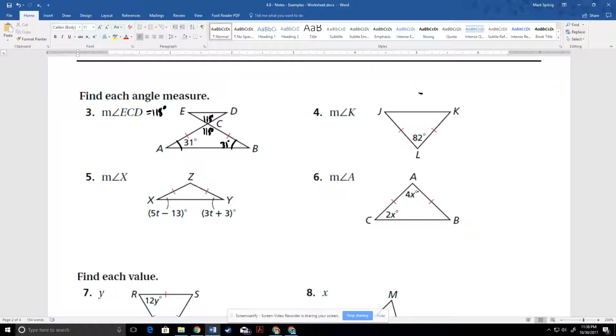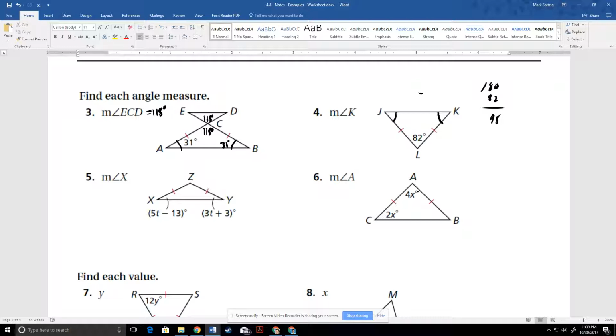Angle K, we're sort of doing it the same way here. We recognize, hey, look, it's an isosceles triangle, so these angles are congruent. Our vertex angle would be this angle L. Our base angles would be J and K. They're congruent. So in this case, I'm basically doing 180 minus 82, which gives me 98 here. But I've got to split it into two equal angles because they're equal.